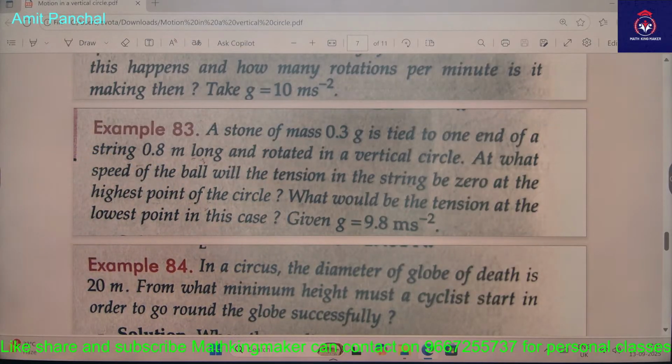So it would be tension plus mg is equal to mv square by r, right? Tension is given as 0. So mg is equal to mv square by r. So someone was equating mv square by r to 0. I don't know, now I realize.